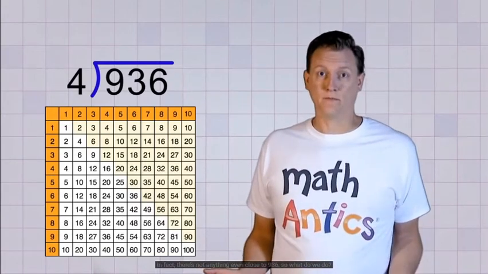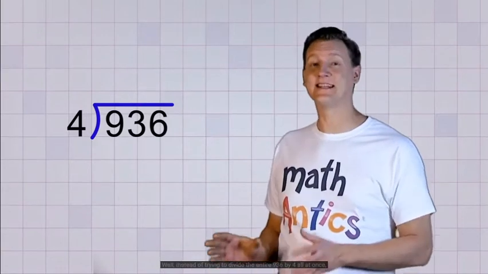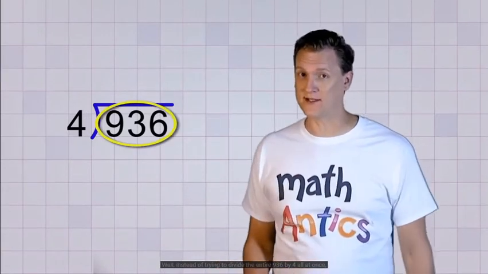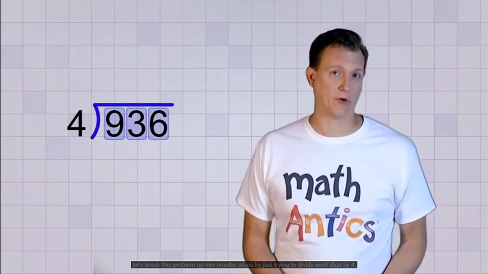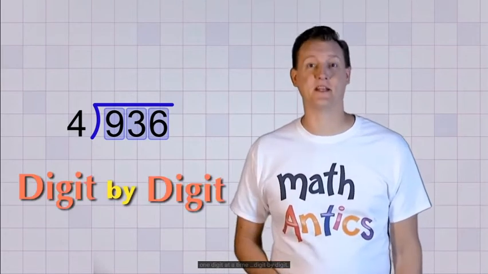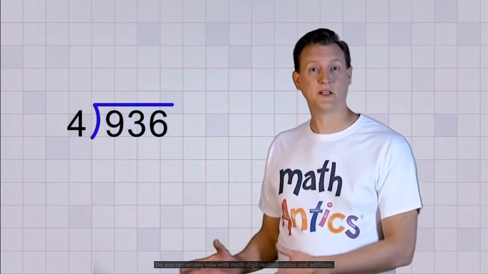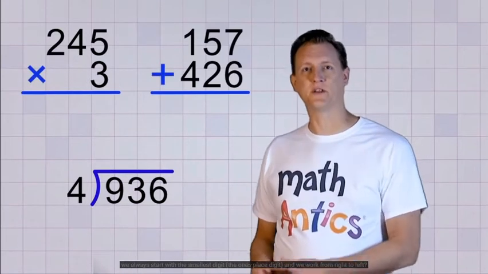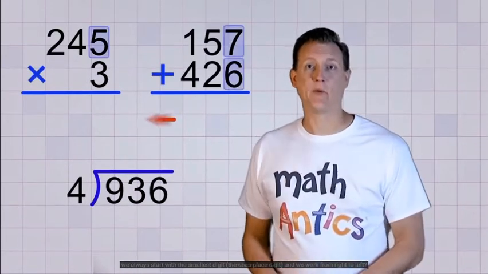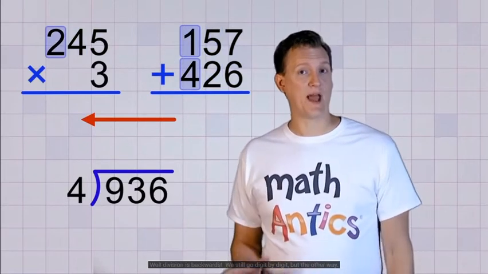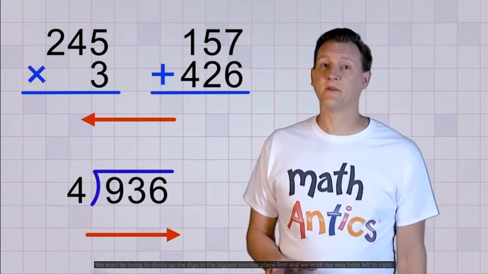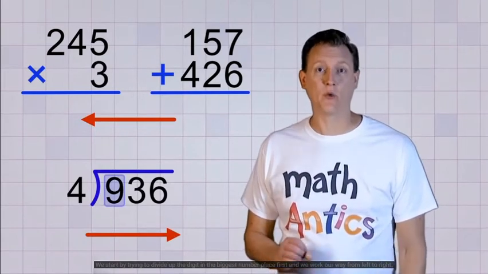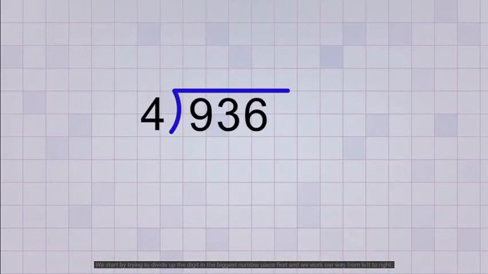So what do we do? Well, instead of trying to divide the entire 936 by 4 all at once, let's break this problem up into smaller steps by just trying to divide each digit by 4, one digit at a time, digit by digit. Do you remember how with multi-digit multiplication and addition, we always start with the smallest digit, the ones place digit, and we work from right to left? Well, division is backwards. We still go digit by digit, but the other way. We start by trying to divide up the digit in the biggest number place first, and we work our way from left to right.